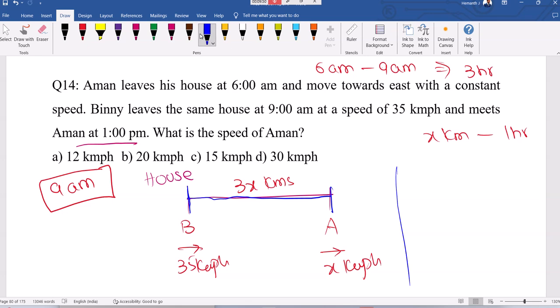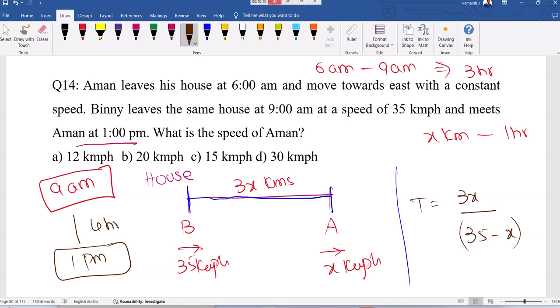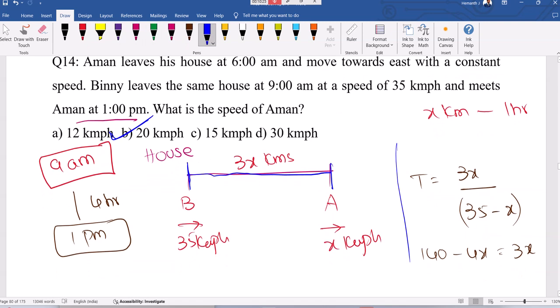Now time taken to meet is distance divided by relative speed. Distance is 3x. Definitely Binny's speed should be more than Aman's, then only he can go and meet Aman. Now what is this timing? 9 a.m. to 1 p.m. is nothing but 4 hours. So 4 into 35 is 140, minus 4x equals 3x. x will be equal to 20 kilometer per hour. Solving, we got x value as 20 kilometer per hour.